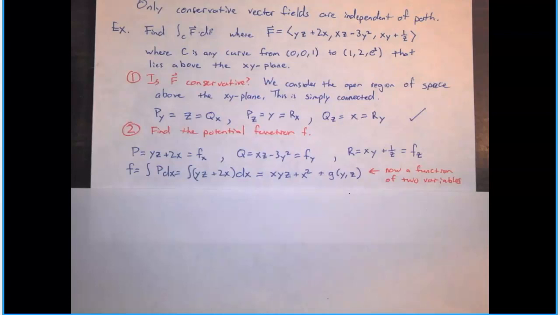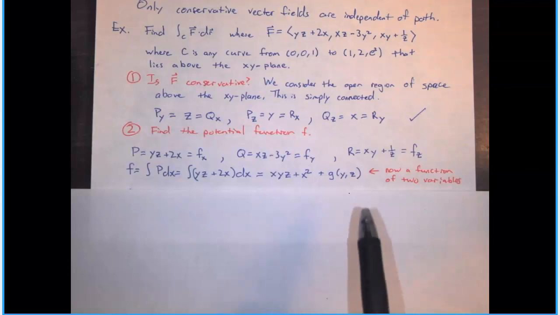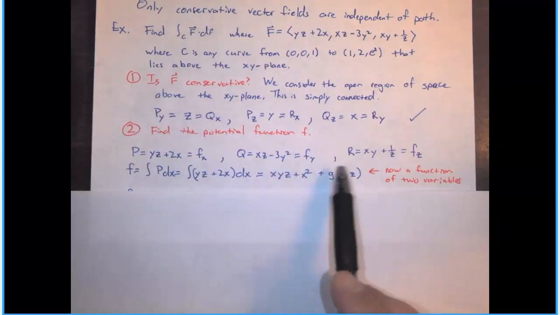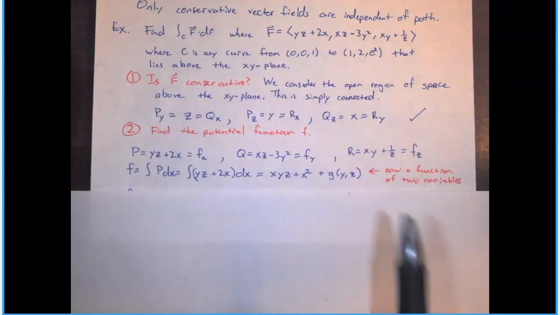So if I take a partial derivative with respect to x, it gets rid of any term that doesn't have an x. But now I have more options since I have more variables. I could have terms that only have y's, terms that only have z's, terms that have y's and z's together, and constants. So I'm possibly missing a function of two variables. Whereas in a two-dimensional case, at this point, I only had a function of one variable.